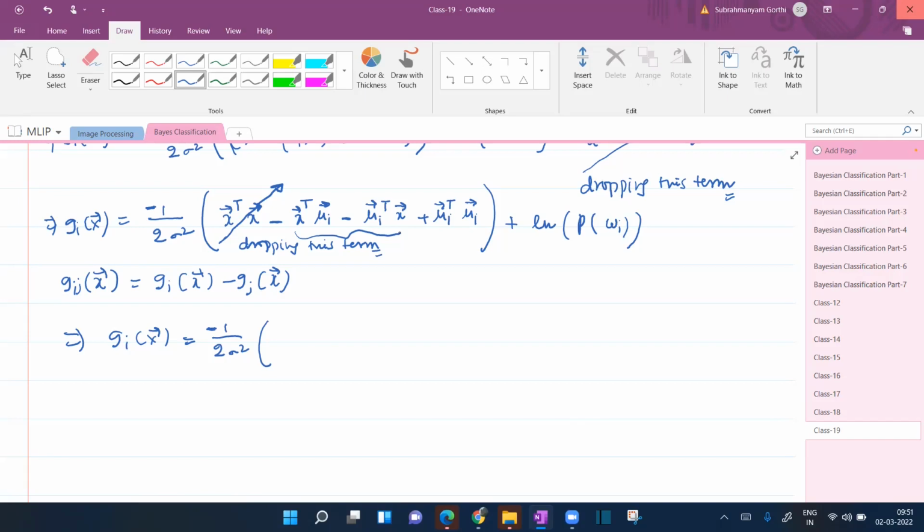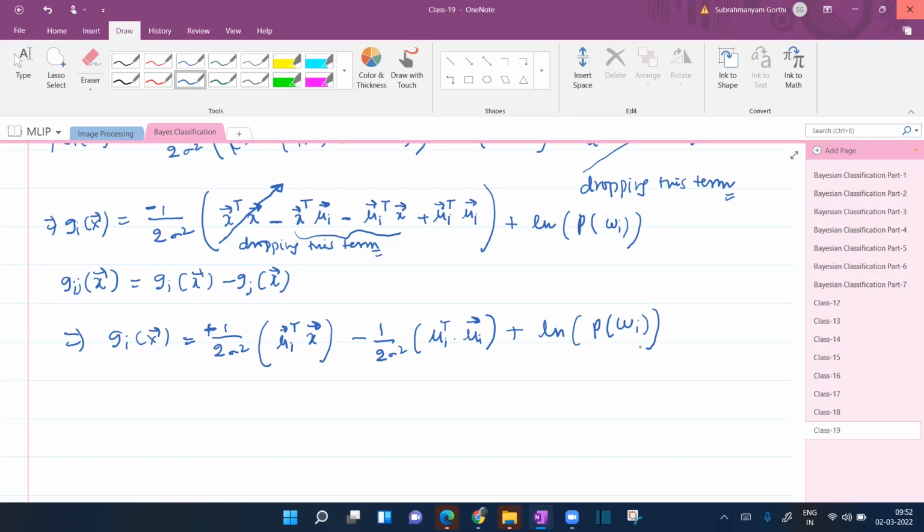Now the minus of minus I'll take out. So I'll get plus 1 over 2 sigma square into mu I bar transpose into X bar. I'm writing that. Then I would write minus 1 over 2 sigma square into mu I transpose into mu I bar, plus natural logarithm of probability of omega I. So this is my new GI of X bar that I am going to define.